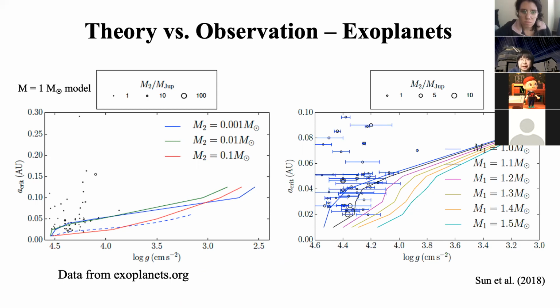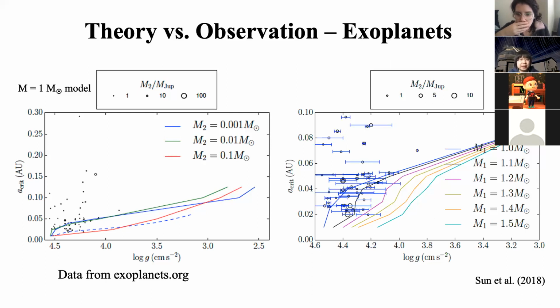The right plot is actually a zoomed-in version of the left plot, about this zone. So I added more a_crit lines for stellar models varying from 1 to 1.5 solar masses. And we can see the a_crit lines are quite different in the main sequence phase just by increasing the stellar mass by only 0.1 solar mass. So there are also uncertainties in log g and the mass measurement of the star.